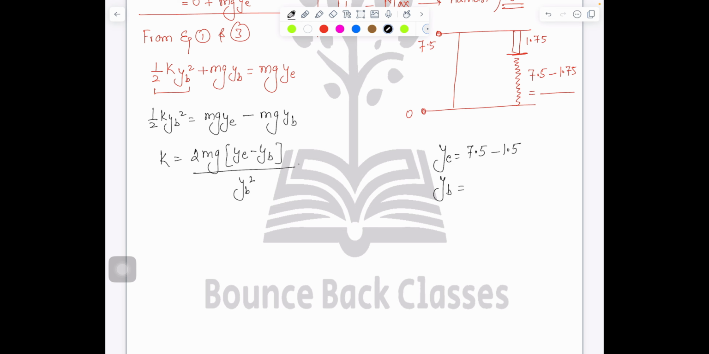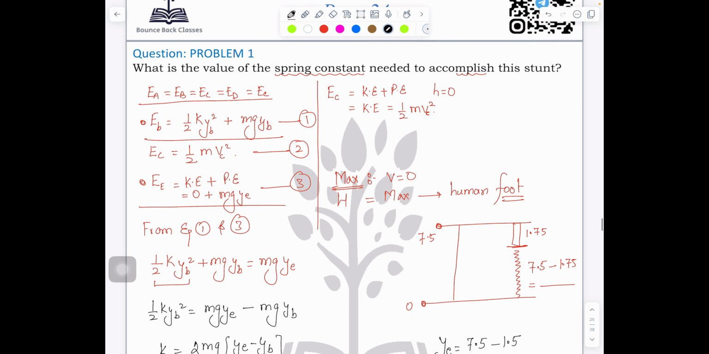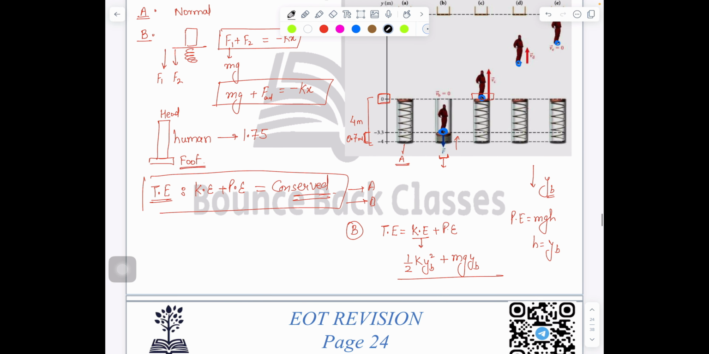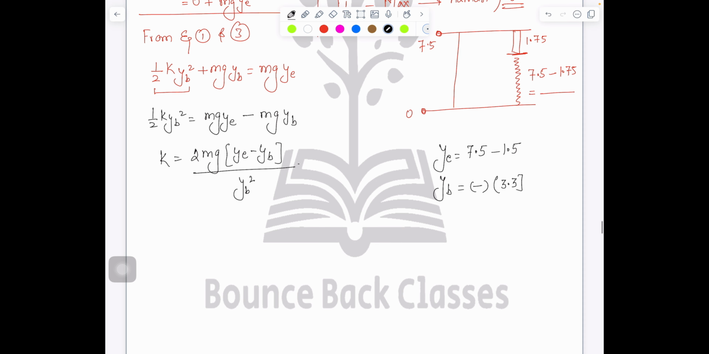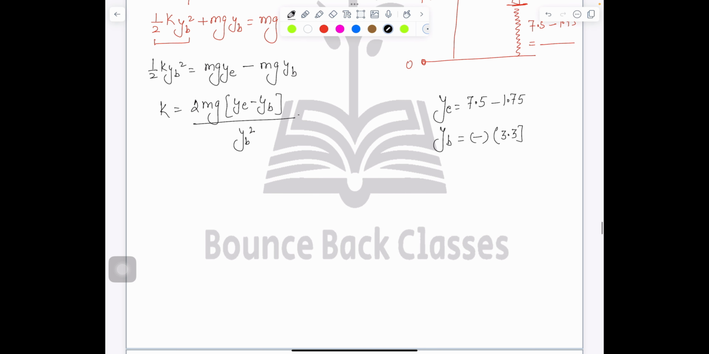It is going down. Down means negative. You can just check here. We are compressing, we are going down. Do you understand? So how much? From 0 to negative 3.3. So what should be the value? Negative 3.3. Clear? Put your values here. This is the 1.75. Now place everything here.